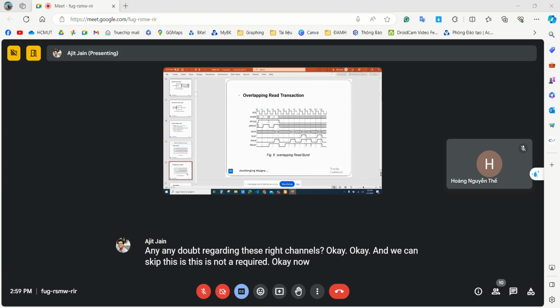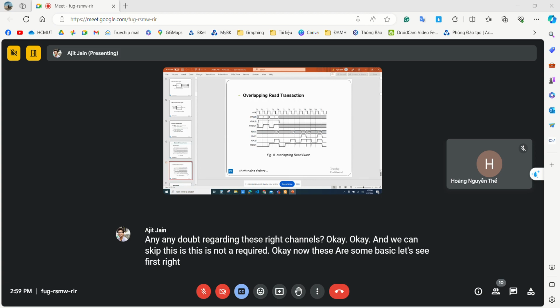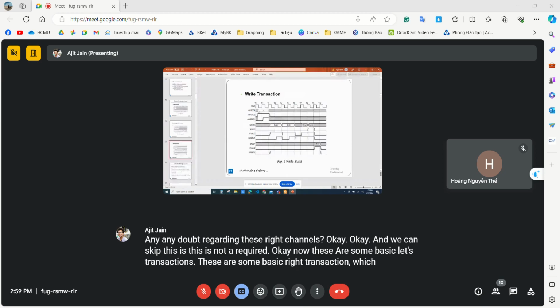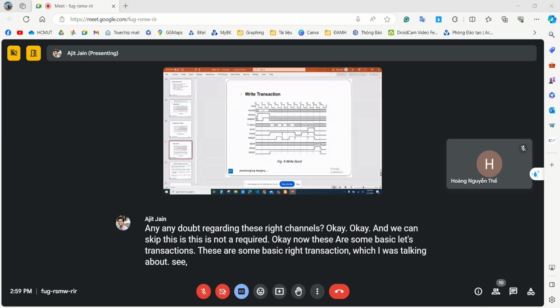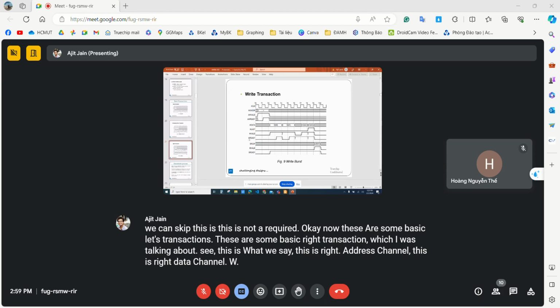Now these are some basic write transactions which I was talking about. See, this is the write address channel. This is the write data channel, W data. This is the response channel, B response.